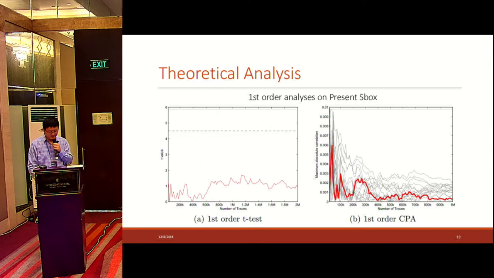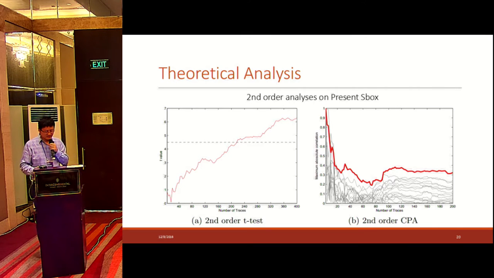practical CPA attack. So here's the first-order analysis on the PRESENT S-box. The left one uses the first-order t-test, and the red curve is always below 4.5, which means that our 2TI PRESENT doesn't show any first-order leakage. Similarly, in the CPA, the red curve corresponds to the correlation between the leakage model and the real leakage using the correct key. As you can see, it cannot be distinguished, even when you use about 1 million traces.